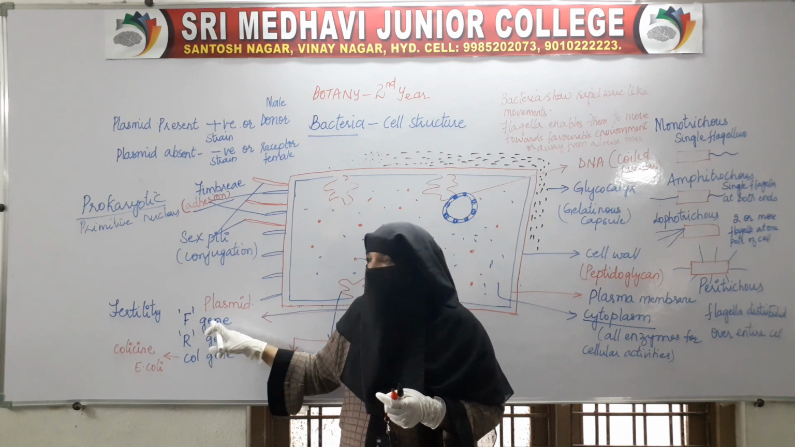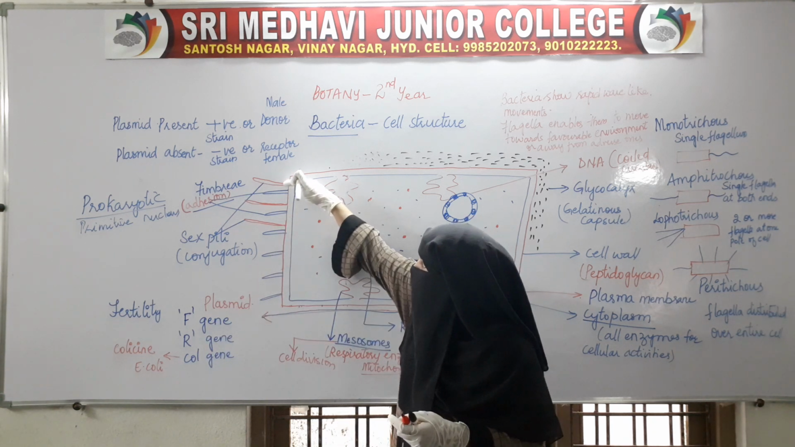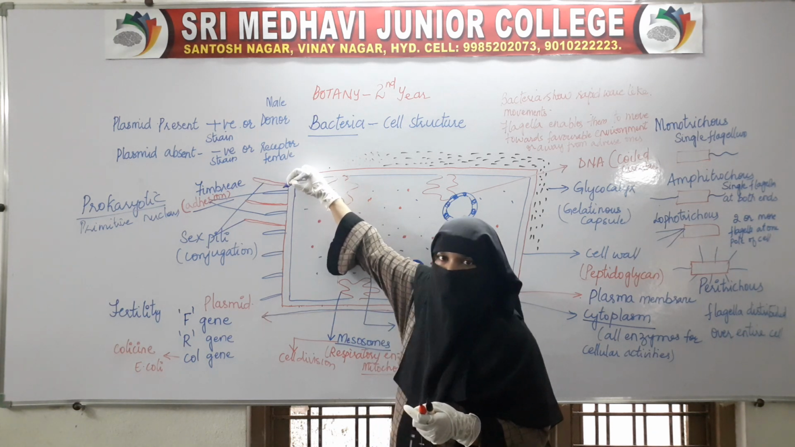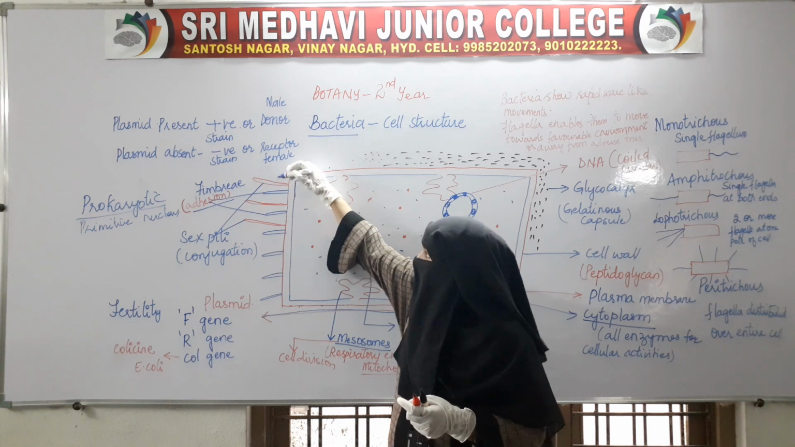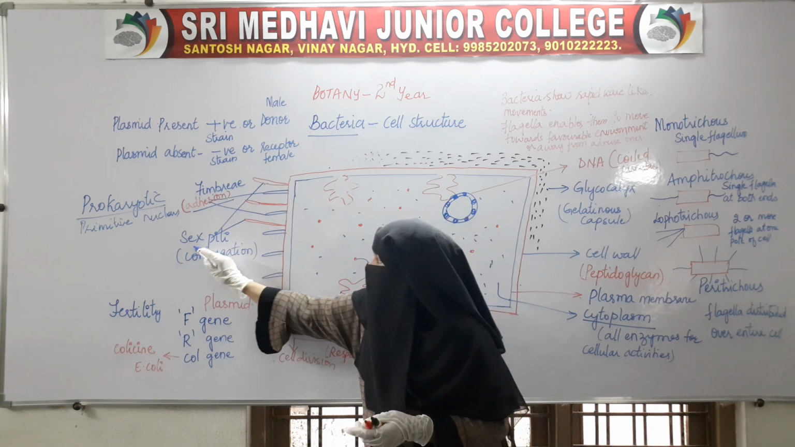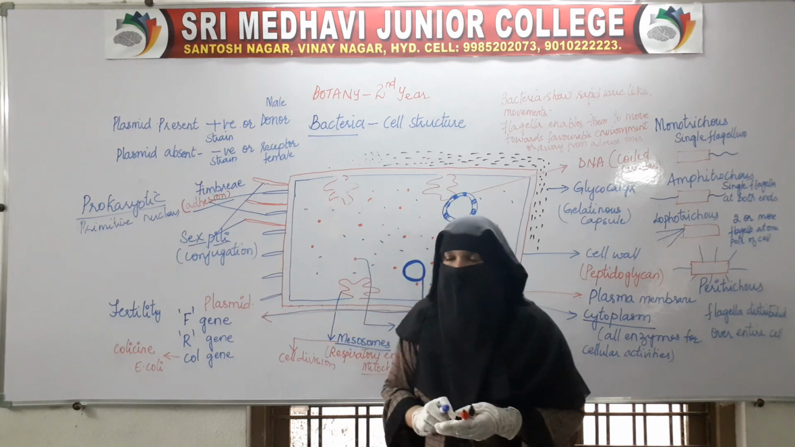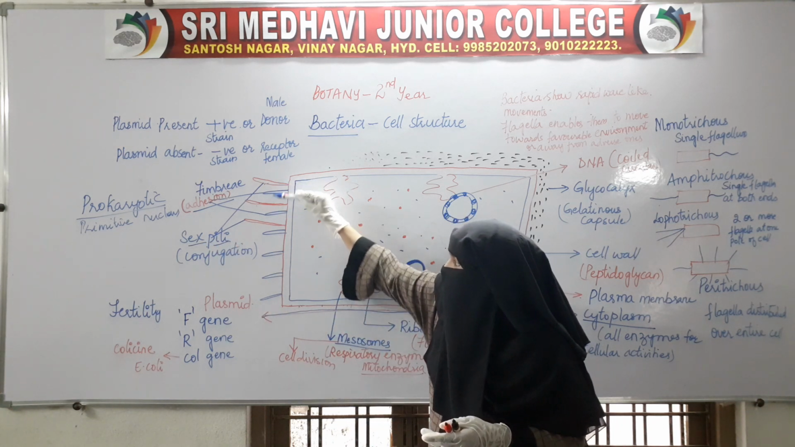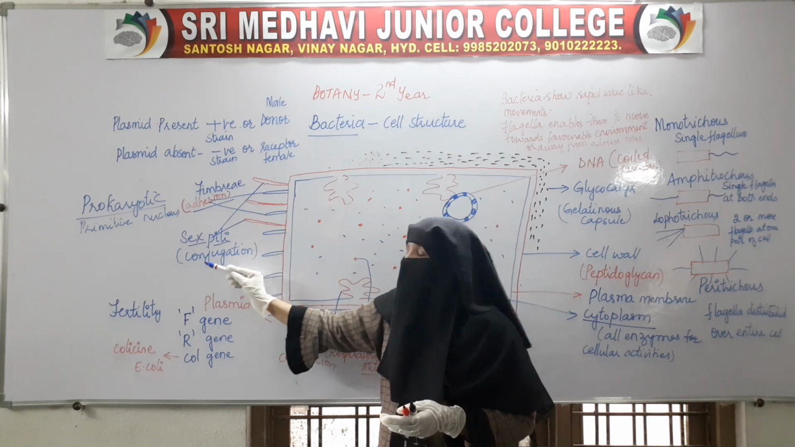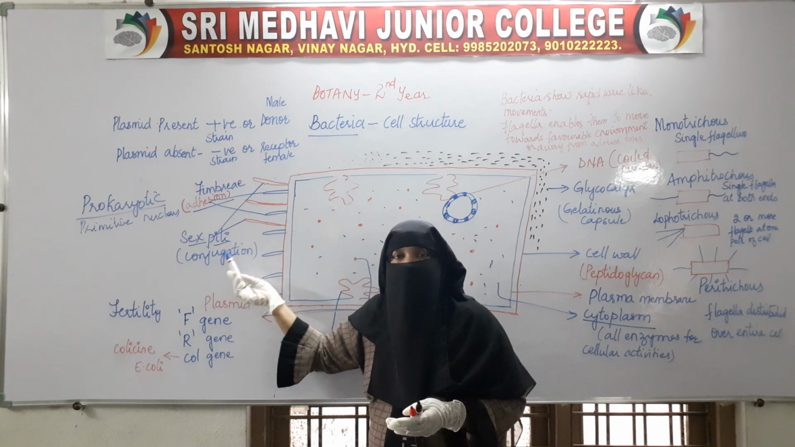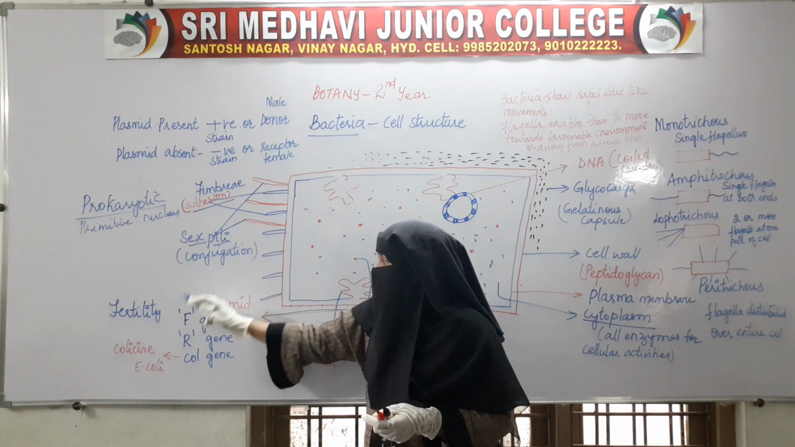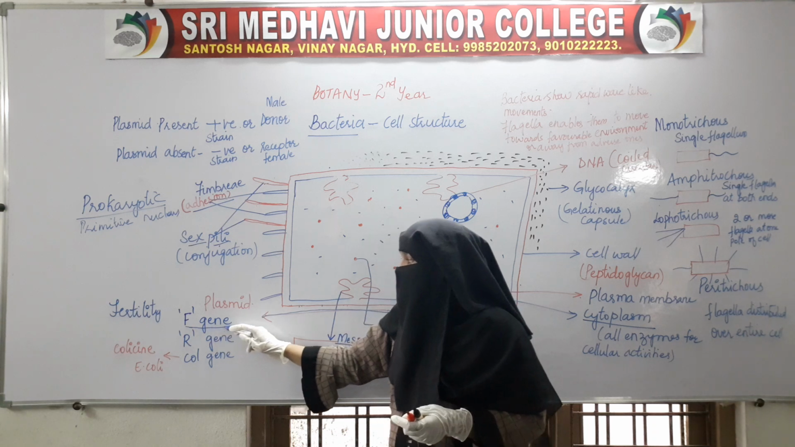How does it help? It produces finger-like projections. Here on the cell wall, these big red finger-like projections are present. These finger-like projections are called sex pili. These sex pili will help in the process of conjugation. So the sex pili will be produced by this F gene.